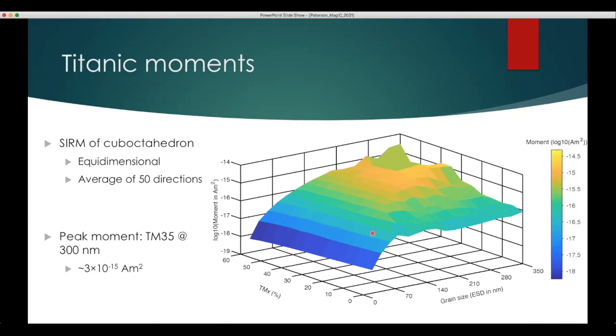And so this surface here represents the saturation isothermal remanent magnetization, the SIRM, of equidimensional cubic octahedrons. So we're looking at how the magnetic moment varies with composition and with grain size. What we do is apply the field in 50 different directions, and we look at the average of these 50 directions so that we get an average assemblage. One of the interesting things is that the strongest moment comes for a TM35 grain that's about 300 nanometers in size. This is the strongest moment across the size range and composition range that we've looked at.